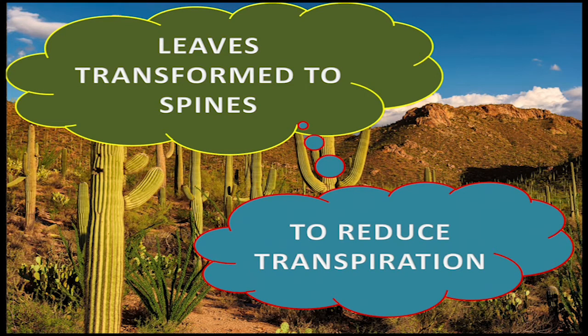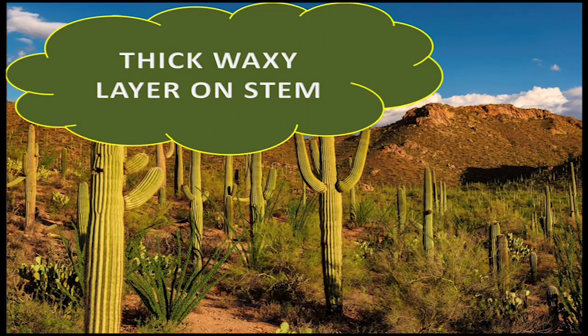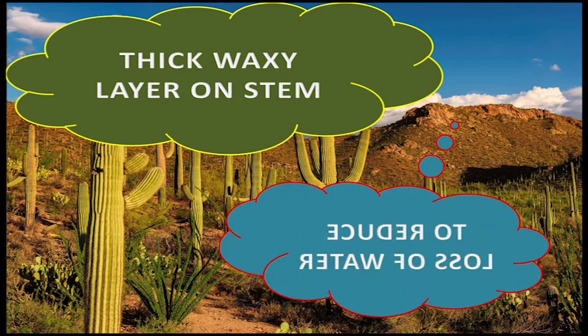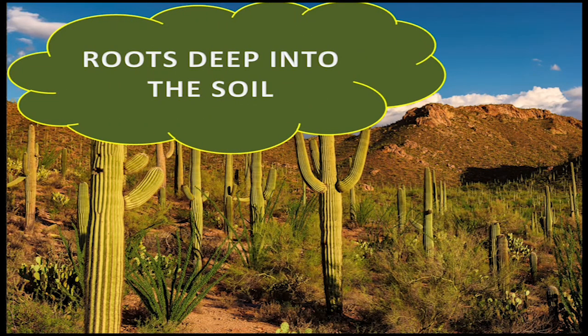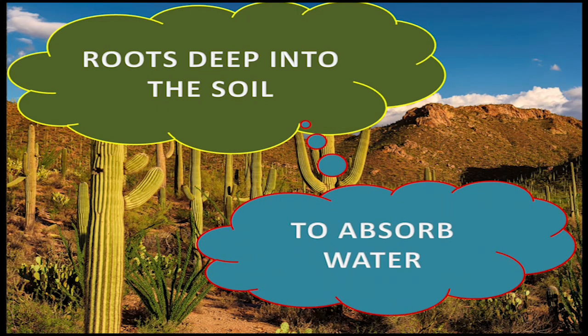The leaf-like structure we observe in cactus is in fact its stem, which performs photosynthesis, and that too is covered with a thick layer of wax cuticle, which helps to retain water in the tissues of cactus and reduces the loss of water through the stem as well. Most desert plants have roots that go very deep into the soil for absorbing water.